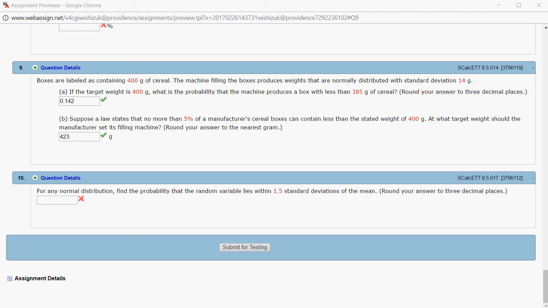Alright, let's look at homework 8.5, problem number 9, part B. This time I'm going to use GeoGebra to find the answer. So I'm going to bring up GeoGebra here.